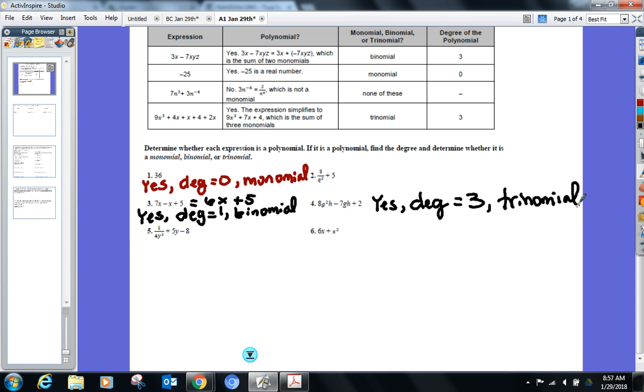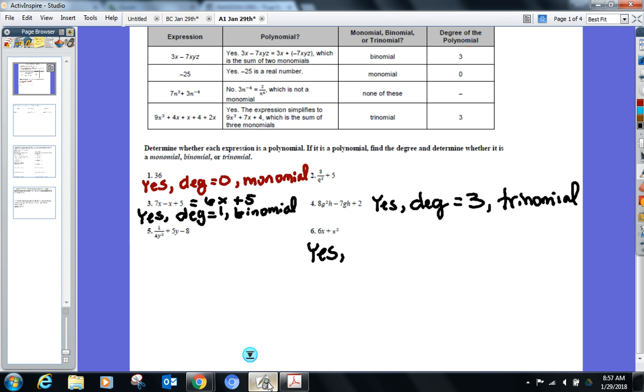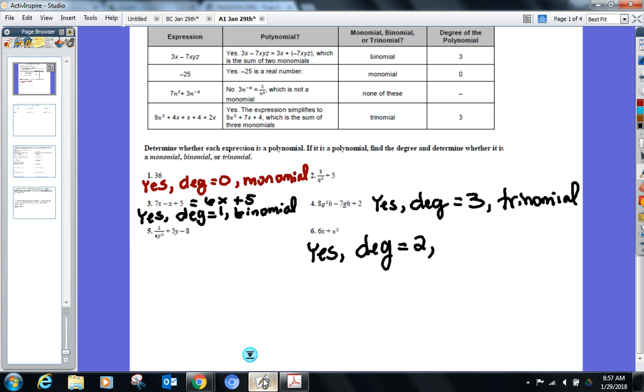Okay, skip to 6. It is a polynomial. I wrote it out of order a little bit, but it's okay. Here we go. What do you think the degree is here? Highest exponent is 2. Good. Degree is 2. And what can I specifically call this polynomial now? Binomial, because it's separated by the plus sign, 1, 2 terms.